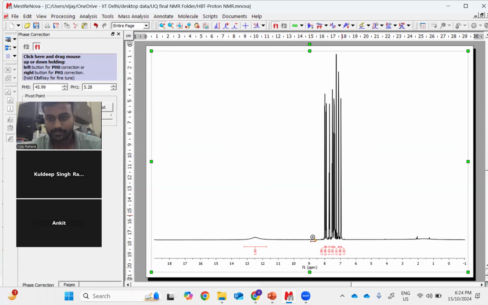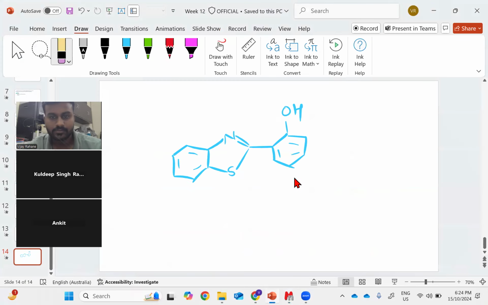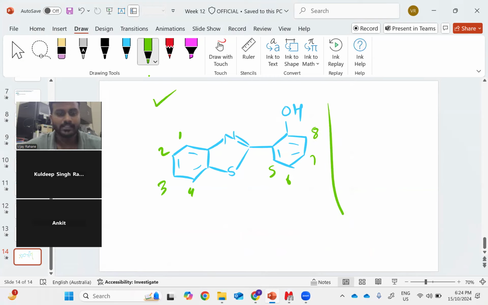So I zoom the aromatic region. There was one proton due to OH at around 12 to 13 ppm, and 1, 2, 3, 4, this is 5, 6, 7, and 8. So in total, in this molecule also there are 8 protons, right? 1, 2, 3, 4, 5, 6, 7, 8 protons are available. In this way, the NMR spectrum is correct, I mean, if the signals match.